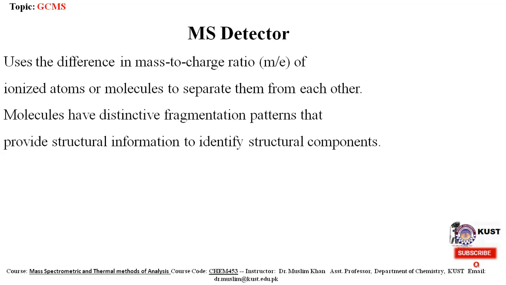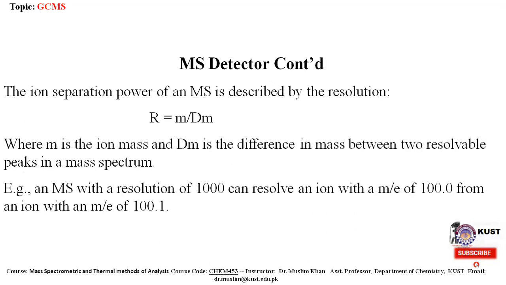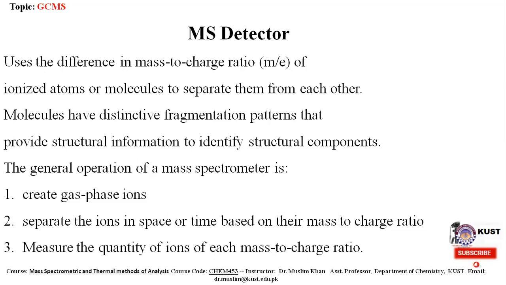Each molecule has a distinctive fragmentation pattern. You know, my students, that the fragmentation pattern provides structural information to identify structural components for a specific class of compounds. The general operation of a mass spectrometer is that it creates gas phase ions, separates the ions in space or time based on their mass to charge ratio, and measures the quantity of ions of each mass to charge ratio.